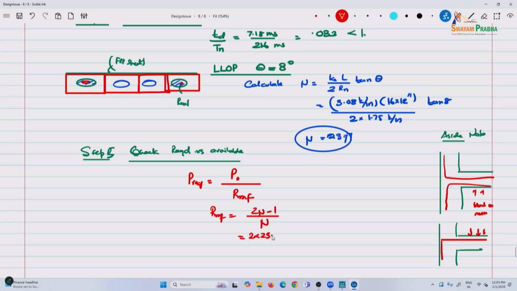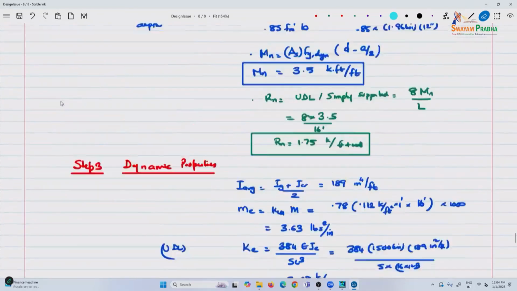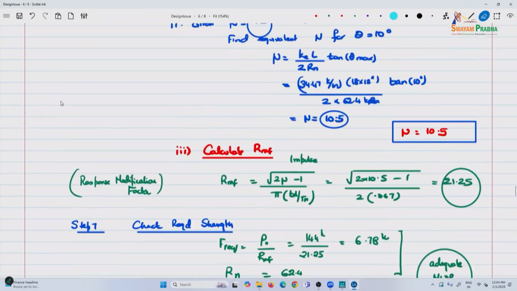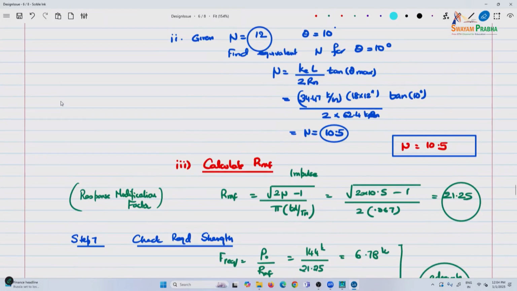So RMF is (2 mu minus 1) divided by mu. So this is 23.7 minus 1. If you see, this is interesting, right? Wait, no, let's see, can you calculate this again please? No, this is not 0.98. What's that? Impulsive loading. So we have the impulsive loading is pi TD by Tn, right? So this is impulsive loading, sorry.